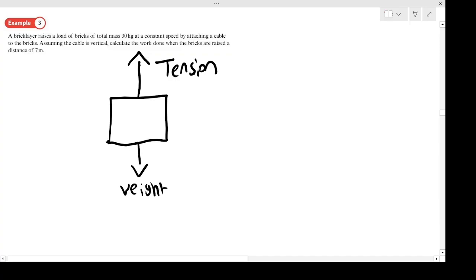And that's really everything. Okay, so again, it moves. We're told all the bricks here go up by 7 meters. So the height is 7 meters up. So hopefully you're happy with this diagram here. This is the situation. But they told us to calculate the work done.